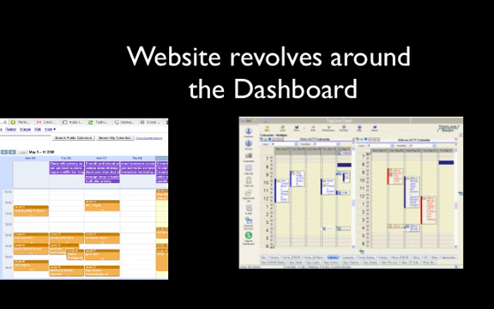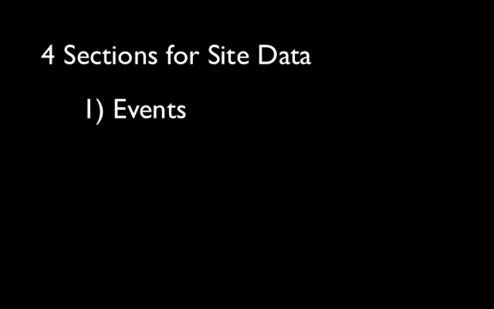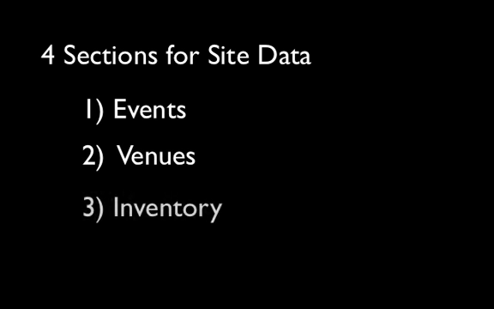Production staff will see calendar events that they have been assigned to, along with any related inventory needs for the events. The majority of the site data is split into 4 sections: events, venues, inventory, and financial. A future version of the site could include managing staff and a client database.